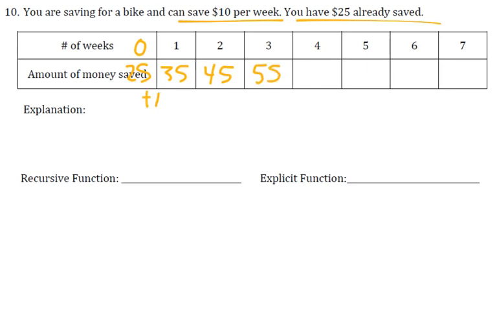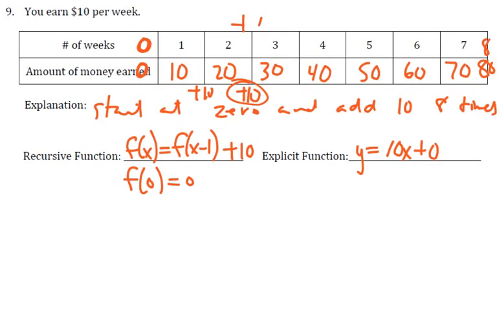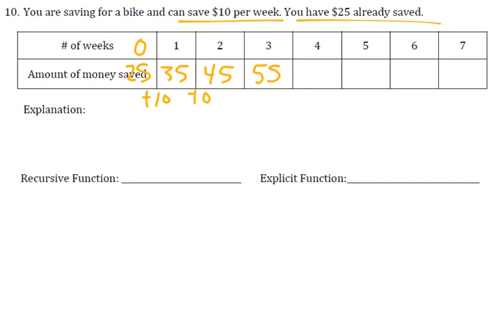So kind of similar to that last one we did, right? The only difference is we didn't start at 0. We started at 25. So you can write that same thing here. Just put 25 and added 10 8 times. So we start at 25, add 10 8 times. That's how we get to that 8th cell over here.